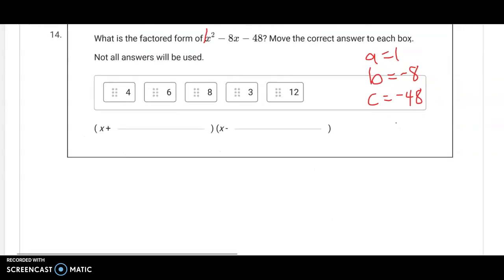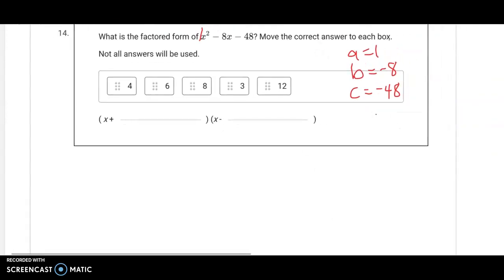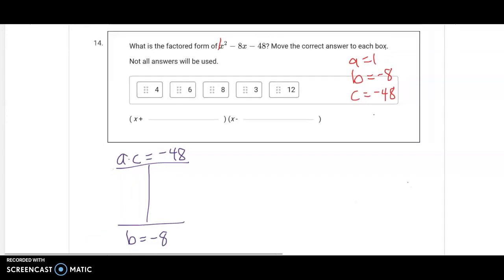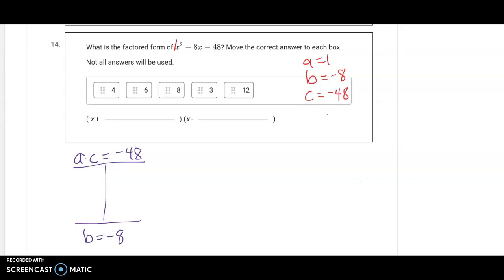Okay, so I'm going to make a space below it so you can see it a little bit better. We're going to start out by making our X chart. A times C, so that's 1 times -48 is -48. And then the bottom is our B value, -8. So let's think about what are all the things that multiply to give us -48. So we've got 1 times 48, 2 times 24, 3 times 16, 4 times 12, 6 times 8, and I believe that is it.